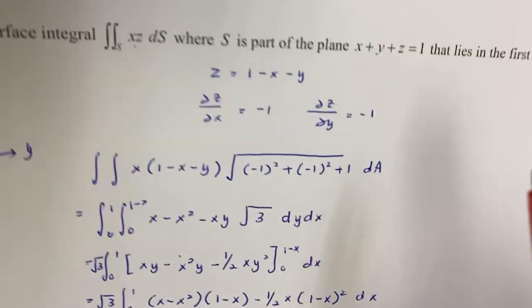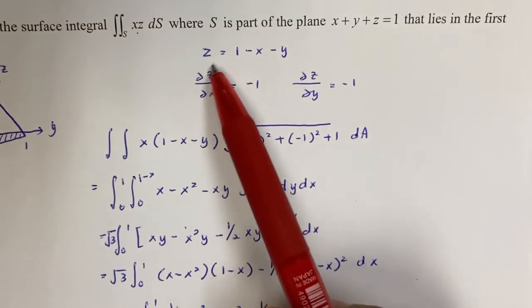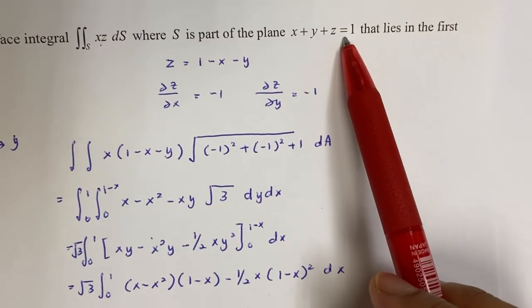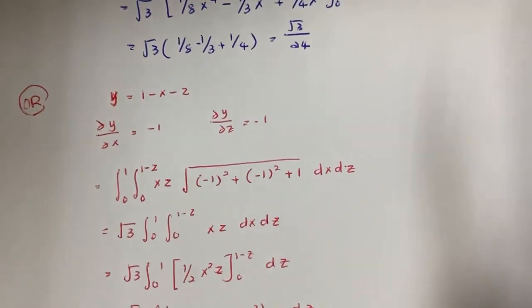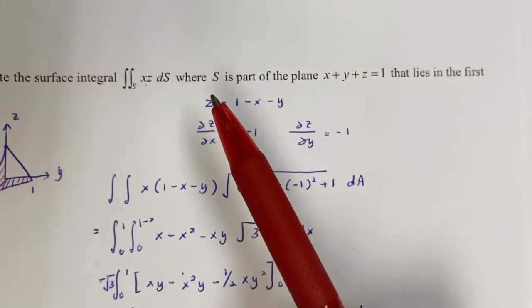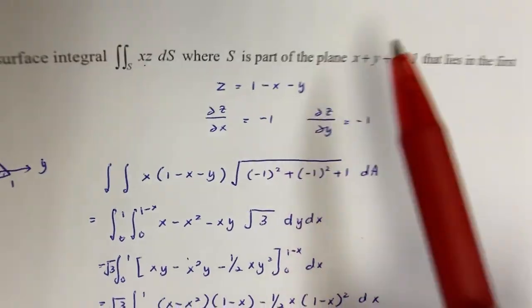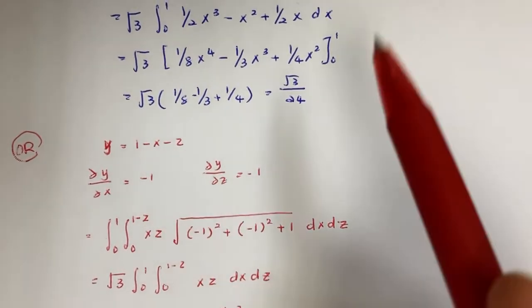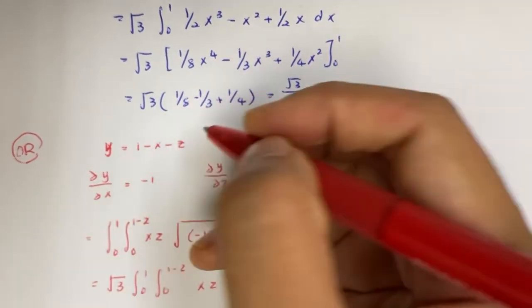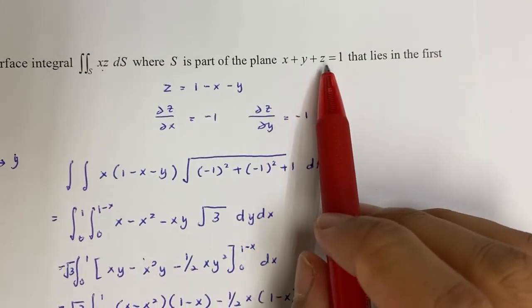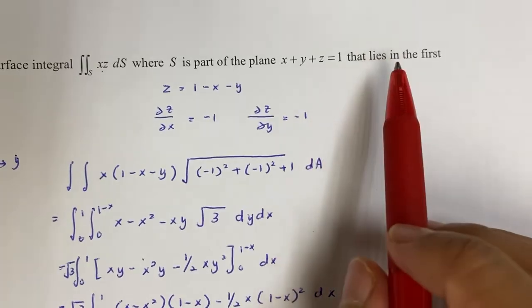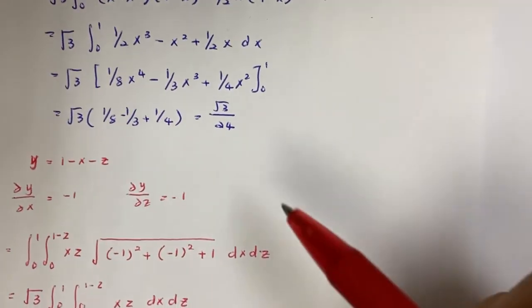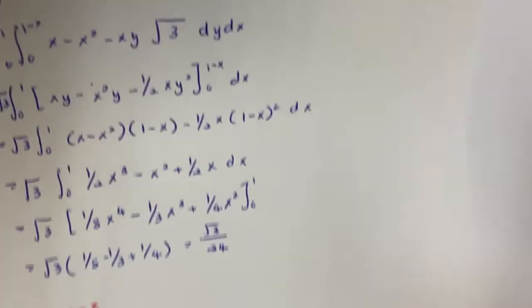Okay, and you can try for x equal to 1 minus y minus z. First you have z equal to 1 minus x minus y. Second, you have y equal to 1 minus x minus z. Or last, you can have x equal to 1 minus y minus z. And the last answer should be all the same, square root 3 over 24.